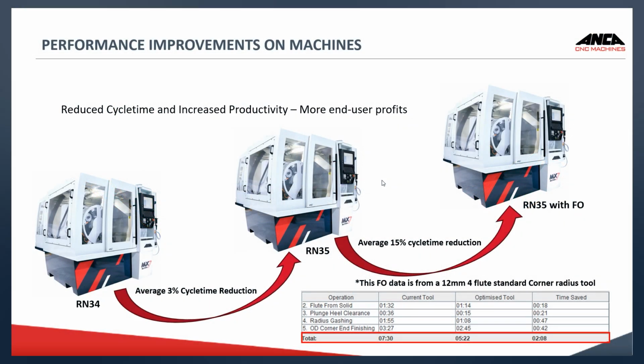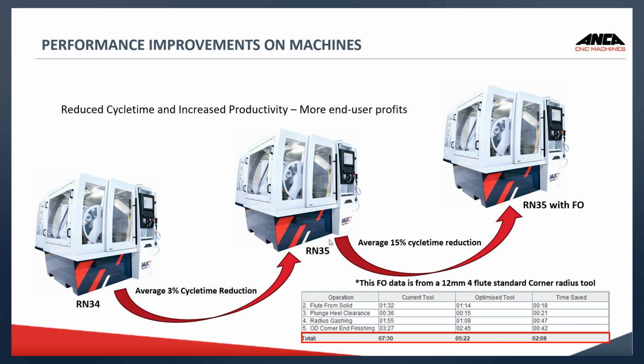Hope you have gone through all the feed rate optimization episodes, and this week I'll show you exactly how that converts into production numbers. So if you are running RN34 on your machines, and you go to RN35 directly without feed rate optimization, you get an average of about 3% cycle time reduction. Again, this will depend on the tool types and how you set up everything.